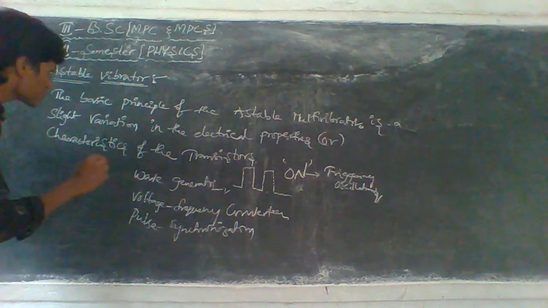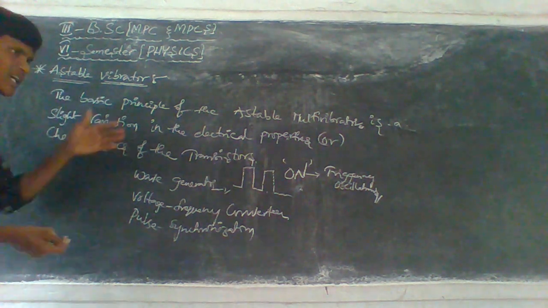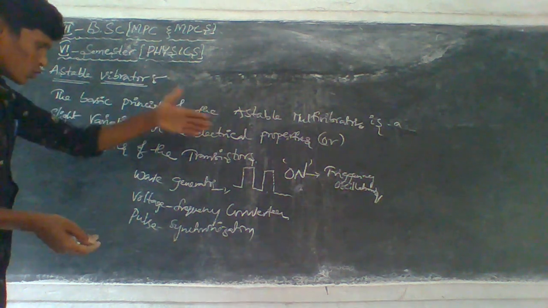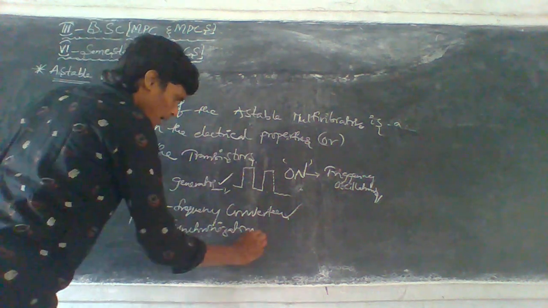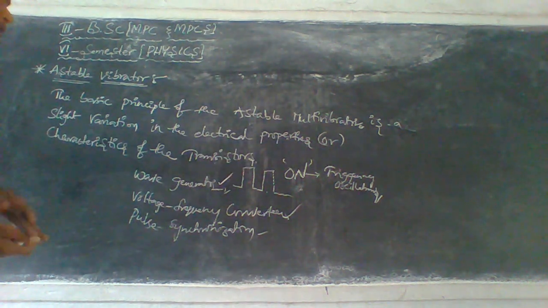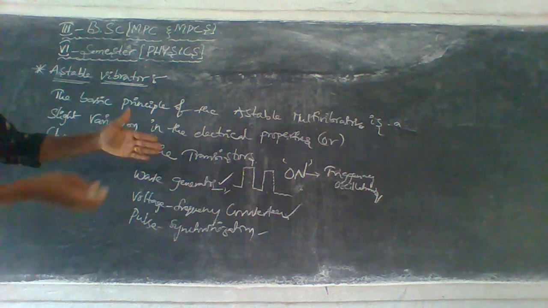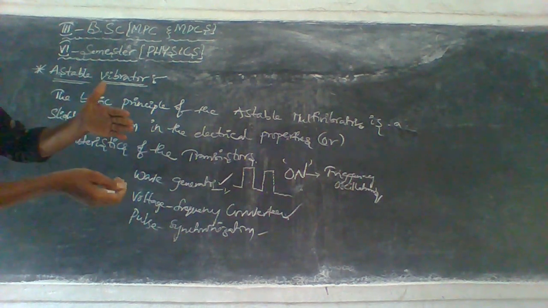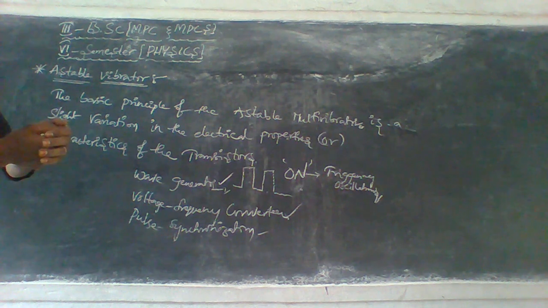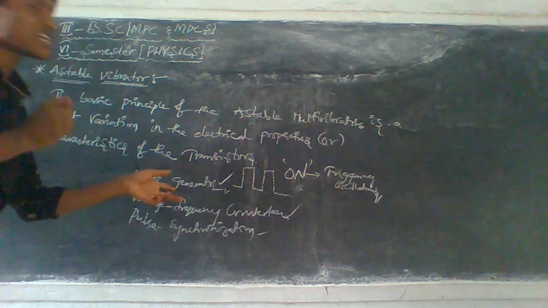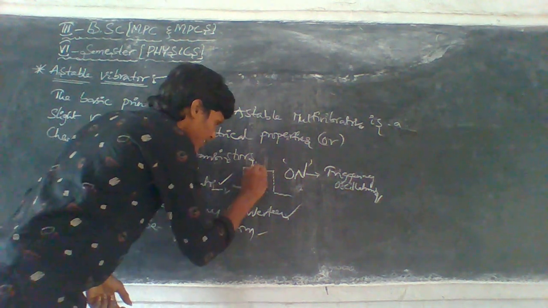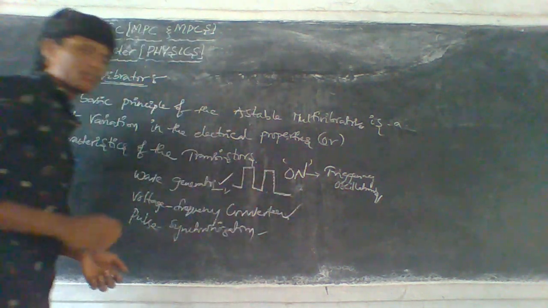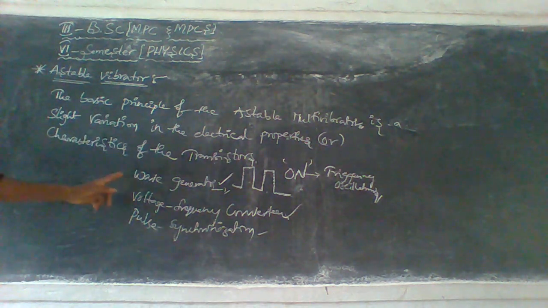The main uses of the astable multivibrator are as a wave generator, a voltage to frequency converter, and for pulse synchronization. It produces square waves. It generates a square wave. These are the main uses of the astable multivibrator.